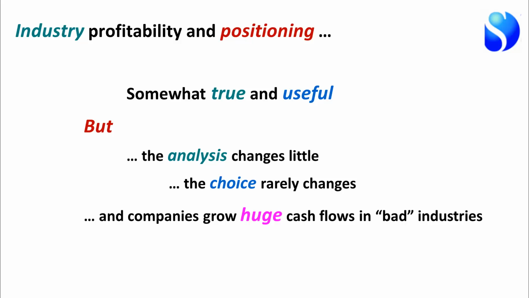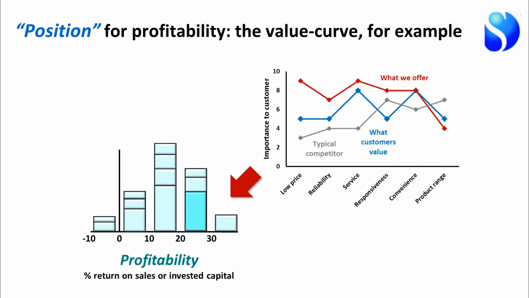So maybe it's all about positioning then. Let's see if we can find a position in the industry that allows us to take that slightly darker blue position. In that case, we would like to be the bigger firm in the 20 to 30% profitability band rather than one of those to the left. And the value curve is one typical tool for answering this question.